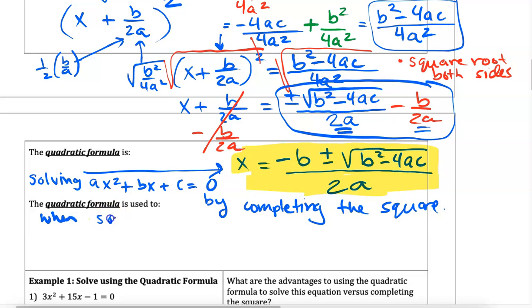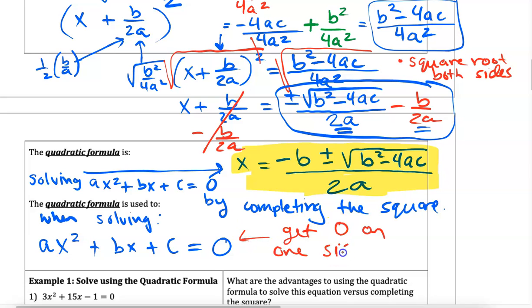So when I'm solving something like this, something times x squared plus something times x plus something, I notice I need to get 0 on one side, so that's how this started. And then I can just identify whatever a, b, and c are. Whatever those numbers are, I can identify them and just plug them in to this formula wherever a, b, and c are.